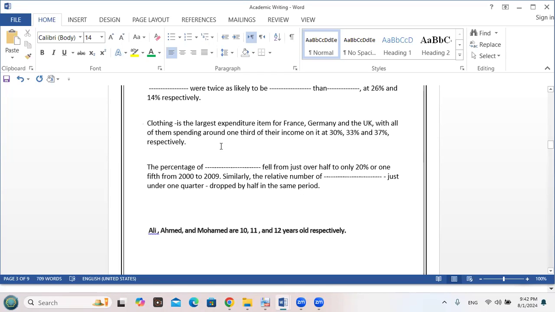What does it mean? It means that 30% for France, 33% for Germany, and 37% for UK. You got it? So this is the word respectively. So always try to use it. Always try to use it.